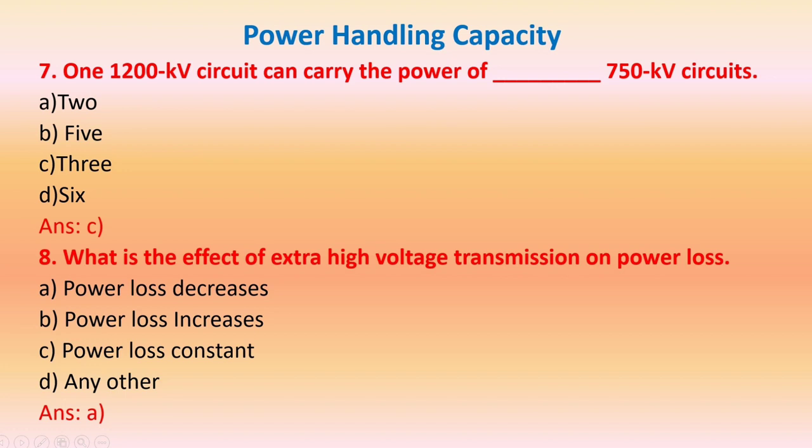Question 8. What is the effect of extra high voltage transmission on power loss? Power loss decreases, power loss increases, power loss constant, any other. The correct answer is option A, that is power loss decreases, because as the transmission voltage increases, the current in the transmission line decreases and hence the power loss decreases.